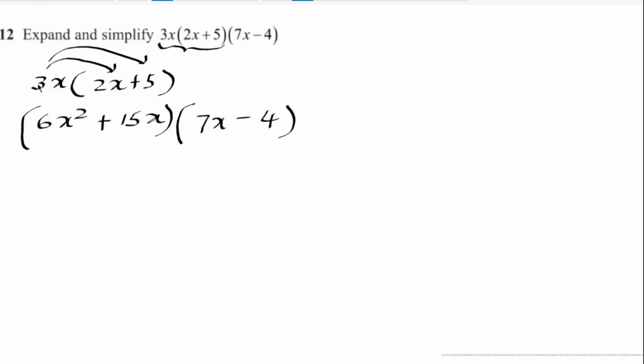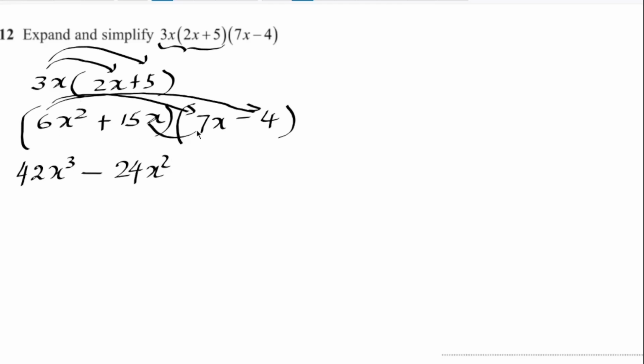So let's multiply out, this one into this. 6 times 7, 42, x squared into x becomes x cubed. 42x cubed. After that, this one into this: minus 24x squared. Now we are done with this one.